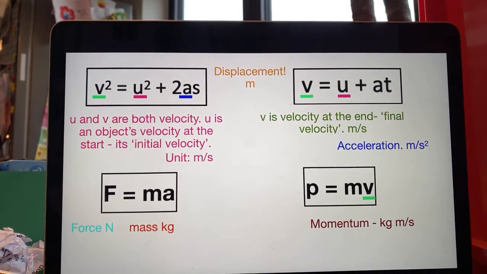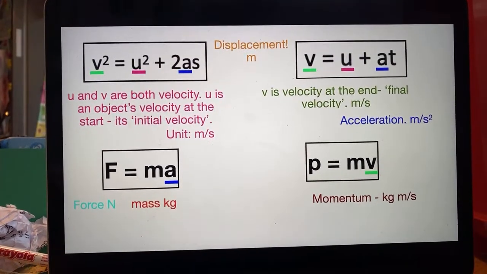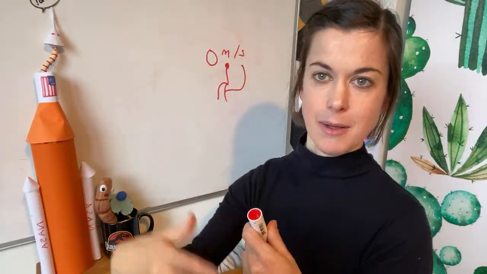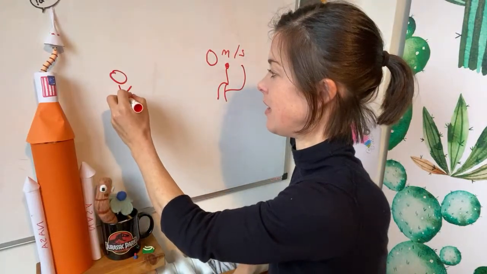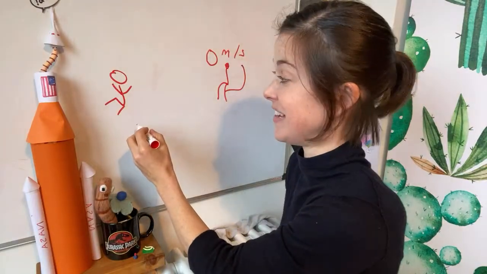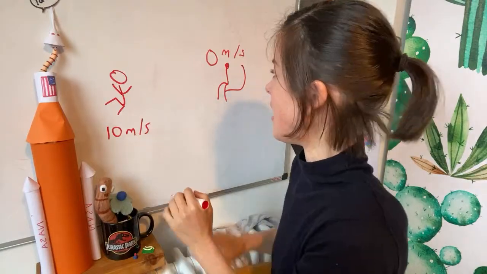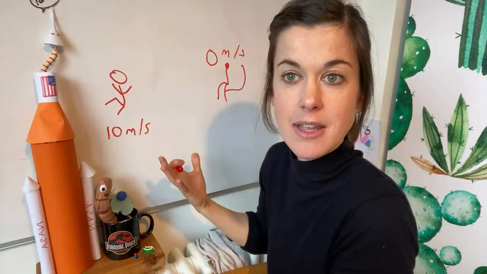A is acceleration. Hopefully you know that acceleration, the unit for acceleration is meters per second squared. Meters per second squared means meters per second per second. So if you leap up from your chair and you end up over here running at 10 meters per second, then your velocity has changed, yeah? You've sped up, you've had a change of velocity. So we say that you've accelerated.